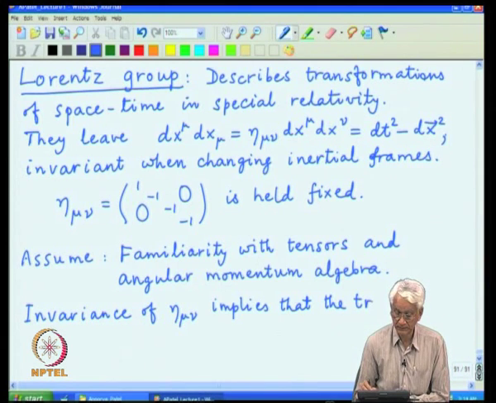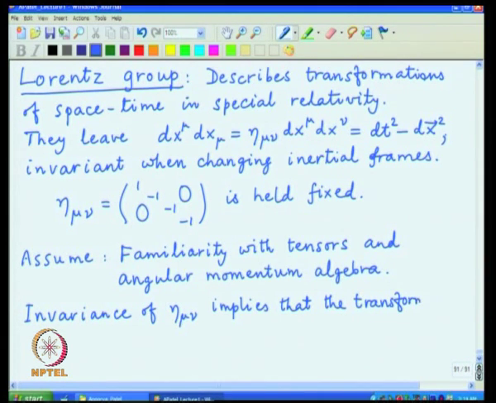that the transformations are linear, explicitly x prime is equal to some particular operator lambda mu nu times x mu plus another vector a mu, where both lambda and a do not depend on the space time coordinates.